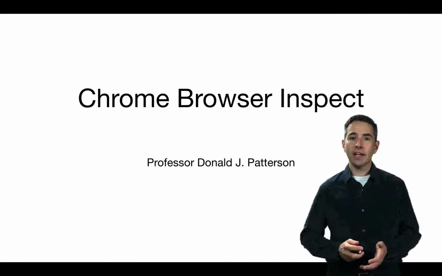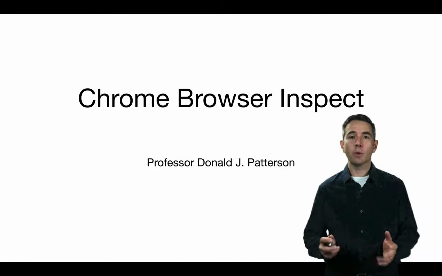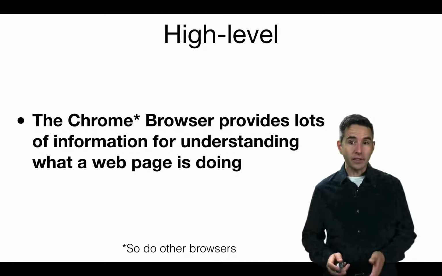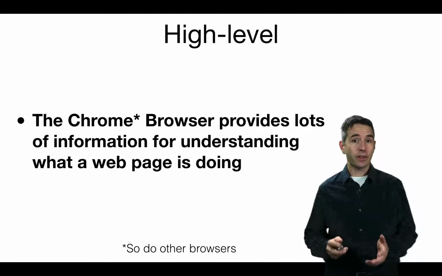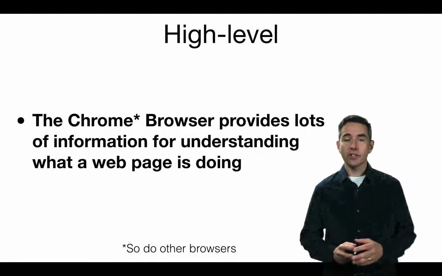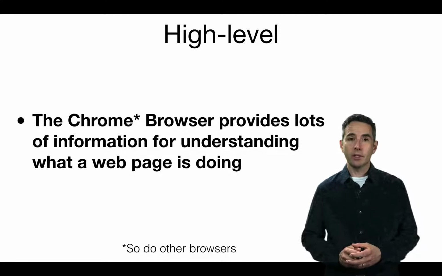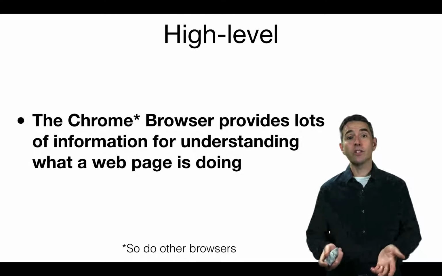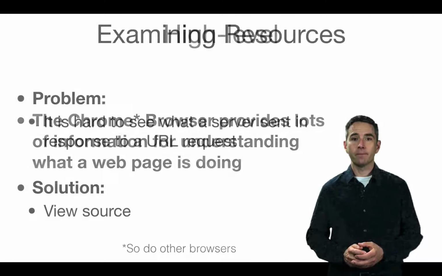So particularly in this lecture, we're going to talk about the Chrome web browser. Other web browsers also have inspection tools, but we'll look at the Chrome browser inspection in particular. So at a high level, the Chrome browser provides a lot of information for understanding what a web page is doing within the context of a browser. Safari also does this. Firefox does it as well. I imagine that Internet Explorer does also. Not as familiar with those, but I do know that Chrome has very sophisticated resources for being able to understand what's happening during the process of requesting resources from the Internet and rendering them for a user. So we'll focus on that tool in this lecture.